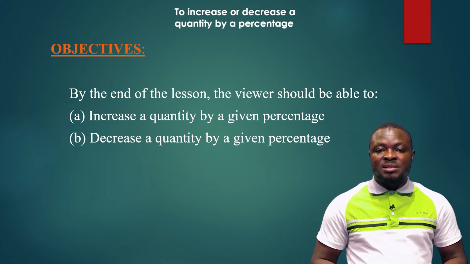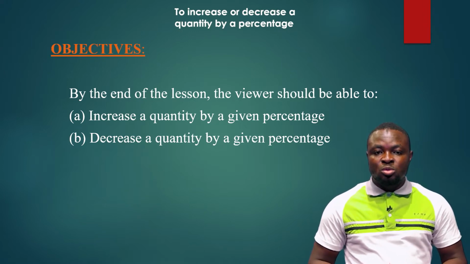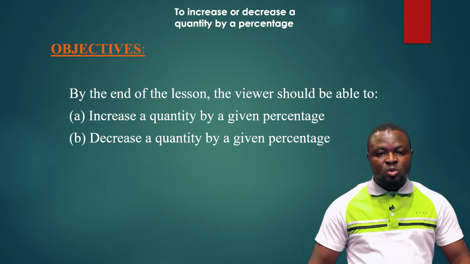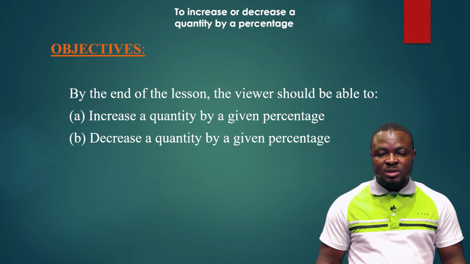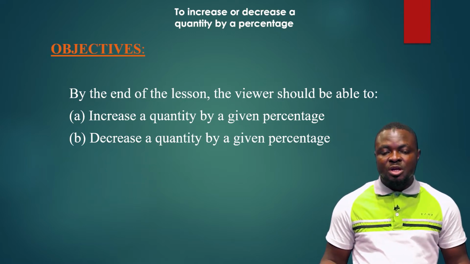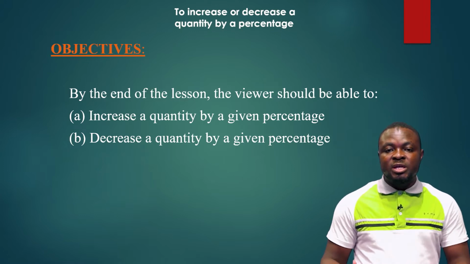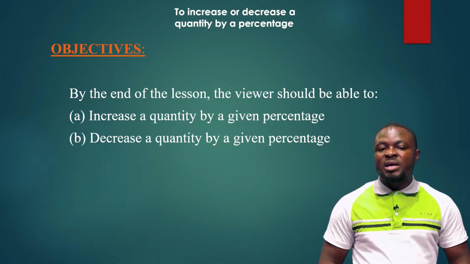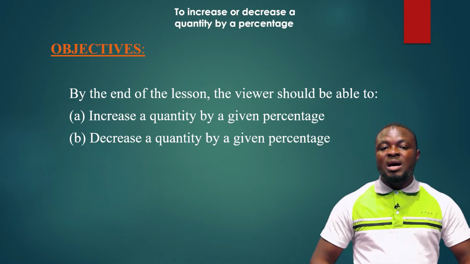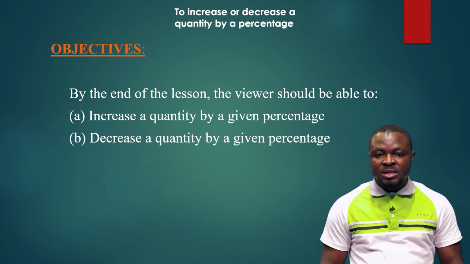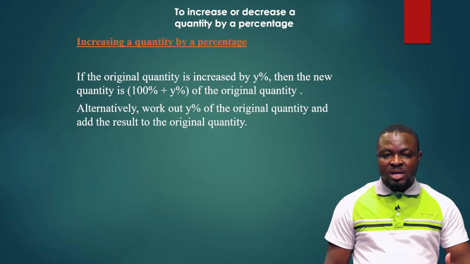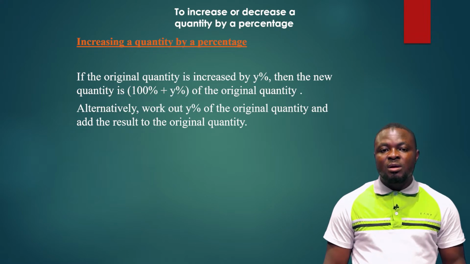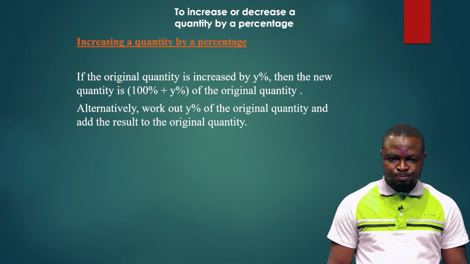And by the end of the lesson, the viewer should be able to, one, increase a quantity by a given percentage. So as I earlier tried to give an example, if they give you a quantity and ask you to increase by a certain percentage, you should be able to do that. And the second objective is that you should be able to decrease a quantity by a given percentage. So let's take them one after the other. The first one would be increasing a quantity by a percentage.